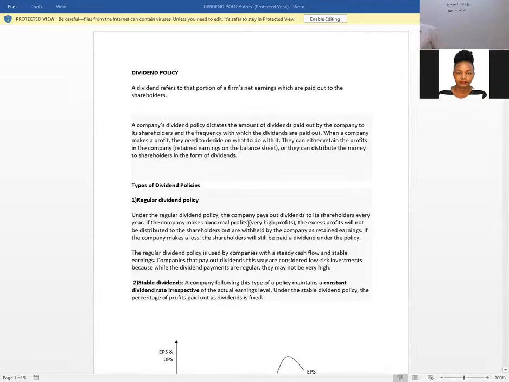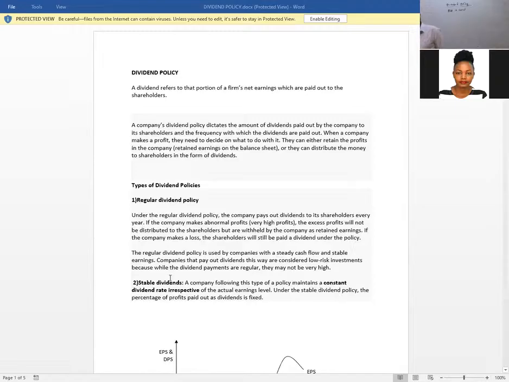Under the regular dividend policy, the company pays out dividends to its shareholders every year. This must be a blue chip company, a company that, even during COVID, is still able to meet its obligations. If the company makes abnormal profits, very high profits, the excess profit will not be distributed to the shareholders but is withheld by the company as retained earnings. If the company makes a loss, the shareholders will still be paid a dividend under the policy.